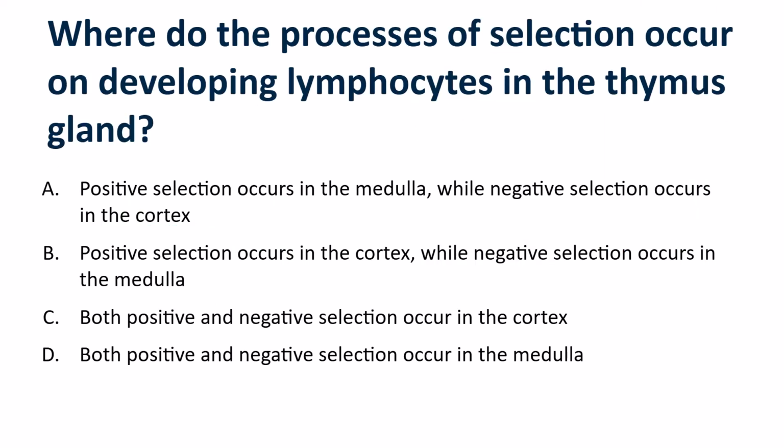So let's test our knowledge. Where do the processes of selection occur on developing lymphocytes in the thymus gland? A, positive selection in the medulla, where negative selection occurs in the cortex. No, that is not correct. B, positive selection in the cortex, while negative selection occurs in the medulla. That is correct. C, both positive and negative in the cortex. Nope. D, both positive and negative in the medulla. Nope. The correct answer here is B.